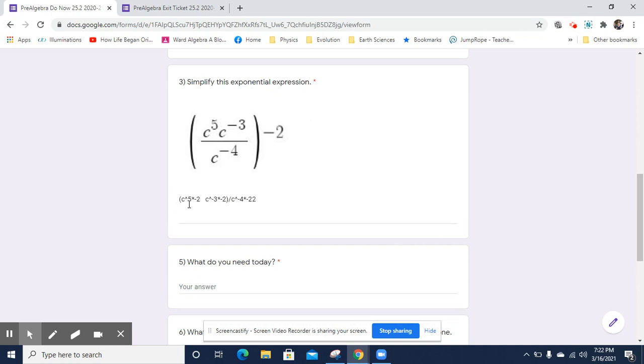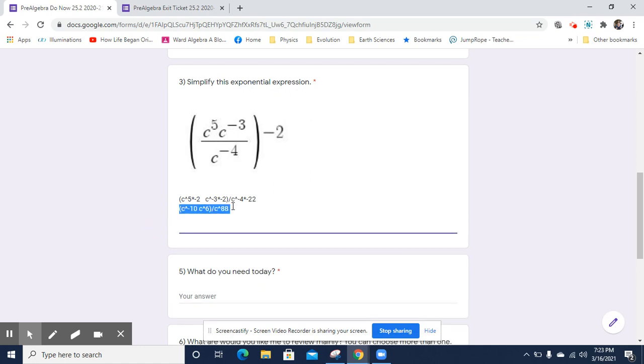So first, I would start organizing this numerator. First, I'm going to distribute this negative 2 times each one of those powers. So I took the c to the 5th times negative 2, and the c to the negative 3rd times negative 2. And then that's divided by c to the negative 4th, divided by, that should be a negative 2. I'll fix that in a minute. That's weird, that should not be an 88. Okay, so I'm going to just deal with that.